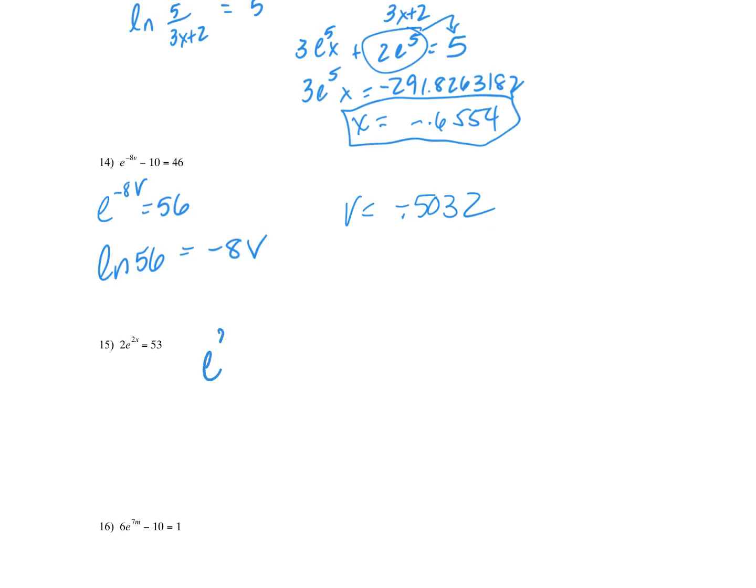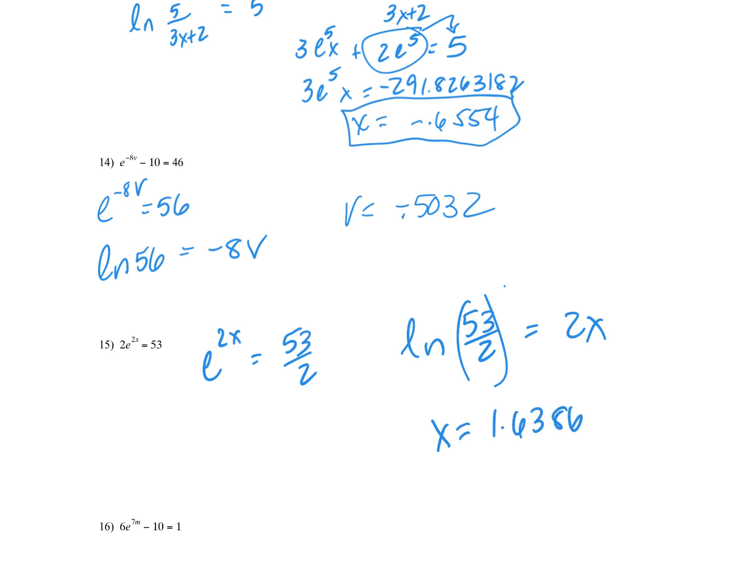So e to the 2x equals 53 halves. So ln of 53 halves equals 2x. ln of 53 halves is a number, and divide by 2, and you should get 1.6386. X equals 1.6386. So you key this in the calculator and then divide it by 2. And you should get this number right here.